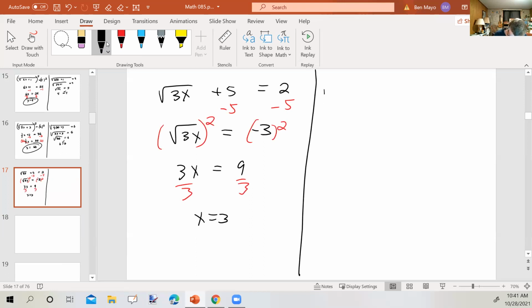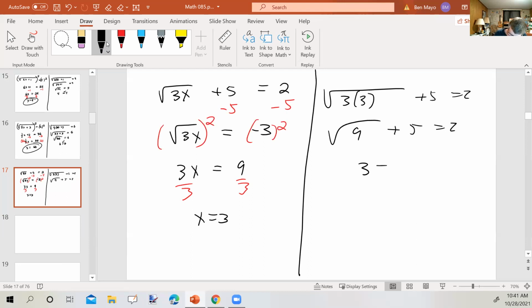Divide both sides by 3, and we get x equals 3. Let's check our work. So 3 times 3 plus 5 is 2. The square root of 9 plus 5 is 2. 3 plus 5 is 2. 8 equals 2. No, it doesn't. So this is extraneous. Yes, and it doesn't work.